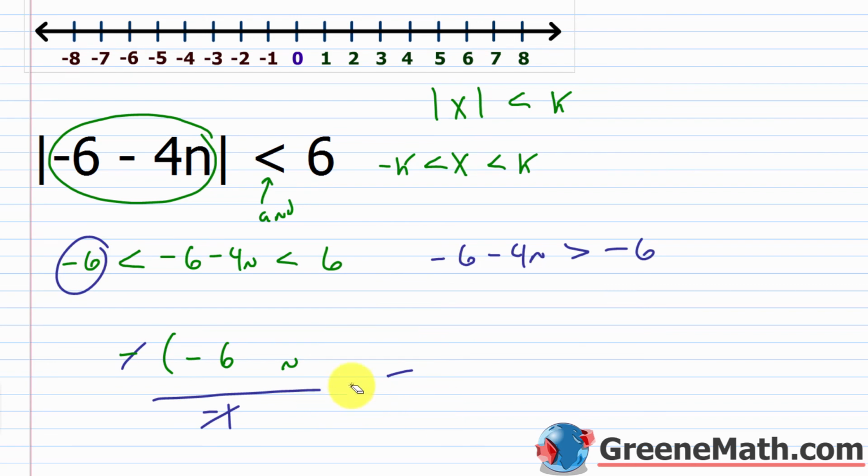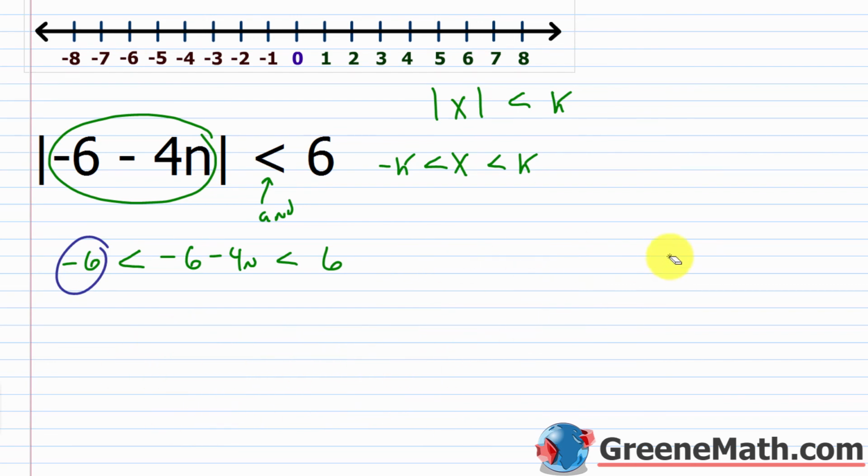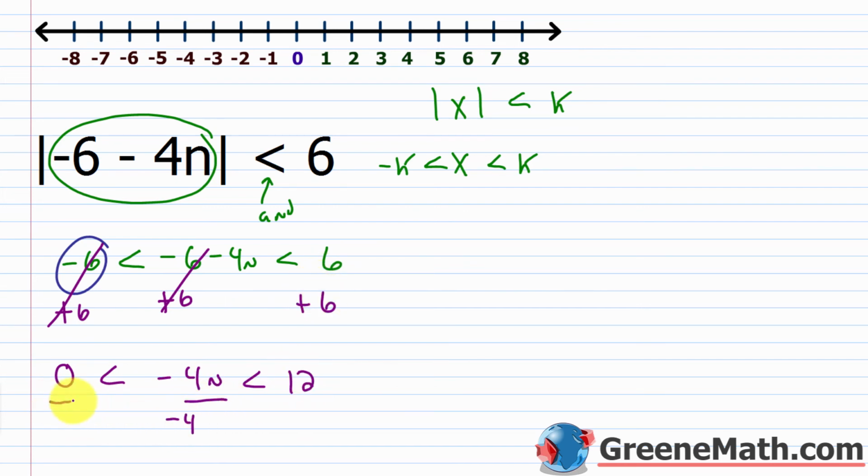Let me erase all this now, and let's just attack the problem. So if I solve this three-part inequality, I do the same thing to each part. I'll add 6 over here and over here. So that'll cancel, become 0. That'll cancel. I'll have negative 4n is less than 6 plus 6, which is 12. So I divide each part by negative 4, so I can isolate n.